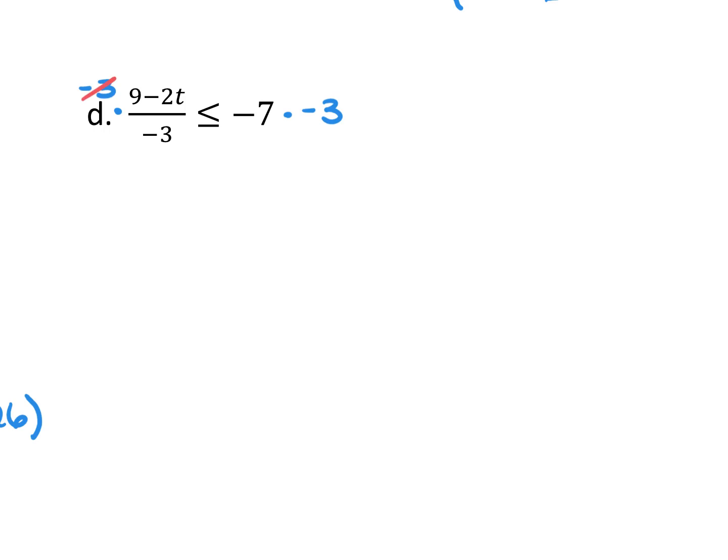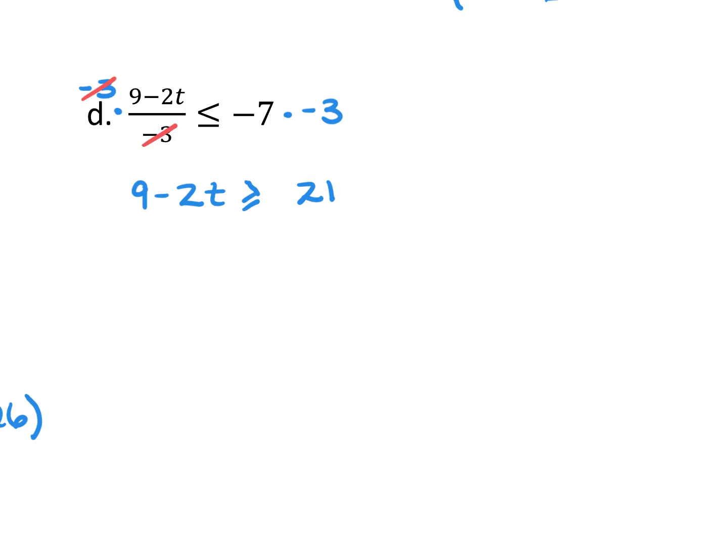On the left side, they cancel out. We get 9 minus 2t. On the right side, we have 21. And remember that the rule for flipping the inequality is not just when you divide by a negative, but when you also multiply by a negative. So here, because we multiplied by negative 3, we need to flip our inequality sign.